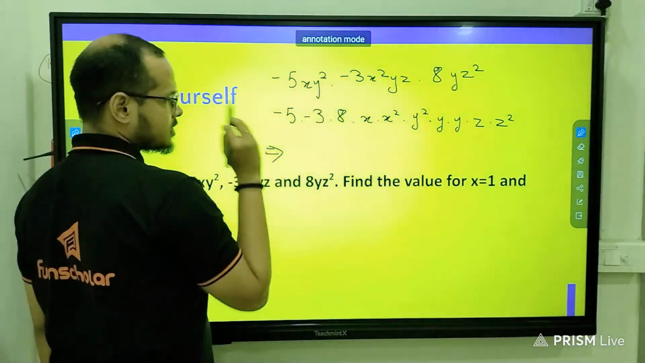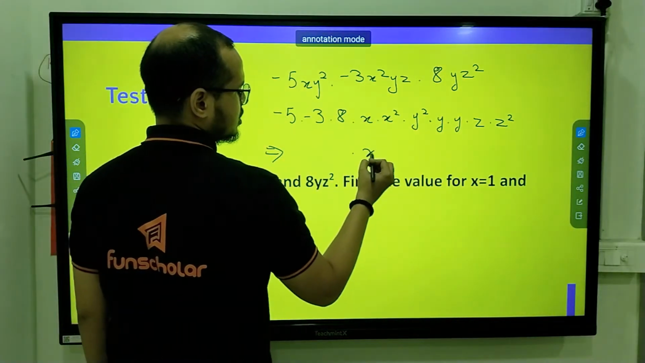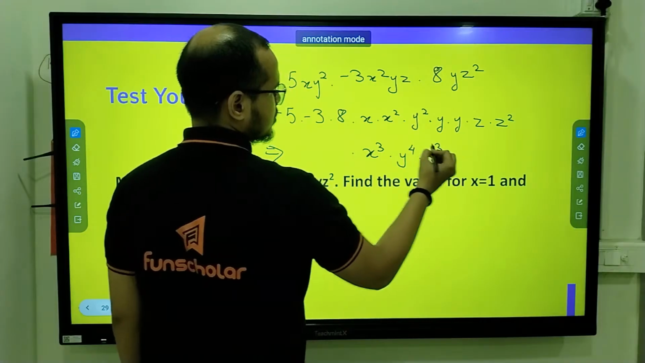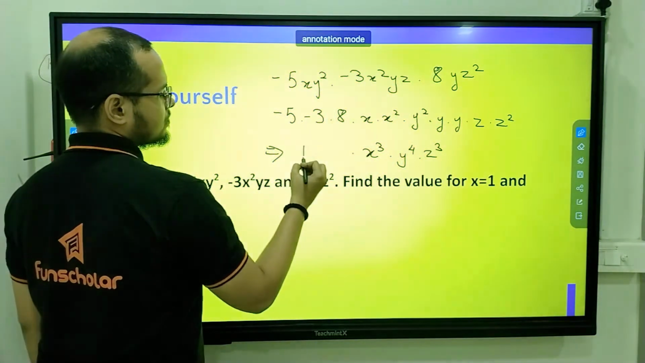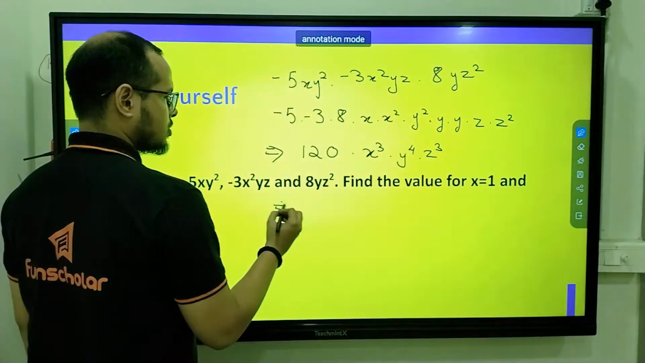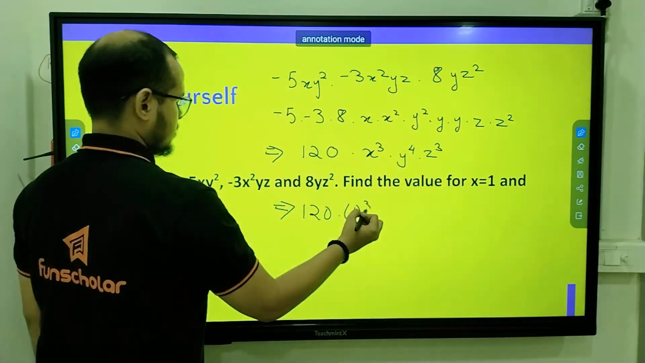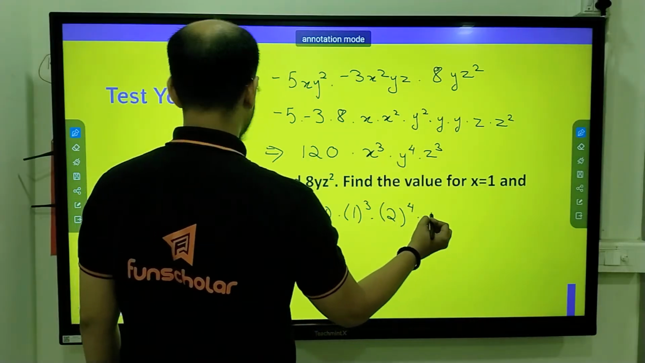Okay, you have to understand this. This is only via practice, nothing else. So in here it will be x³, y to the power 4 and z³. Here 8 3s are 24, 24 into 5 is 120, so plus 120. Okay, now substitute the values. Let's substitute it. So 120 into 1³, y is 2 to the power 4 and z is 3.